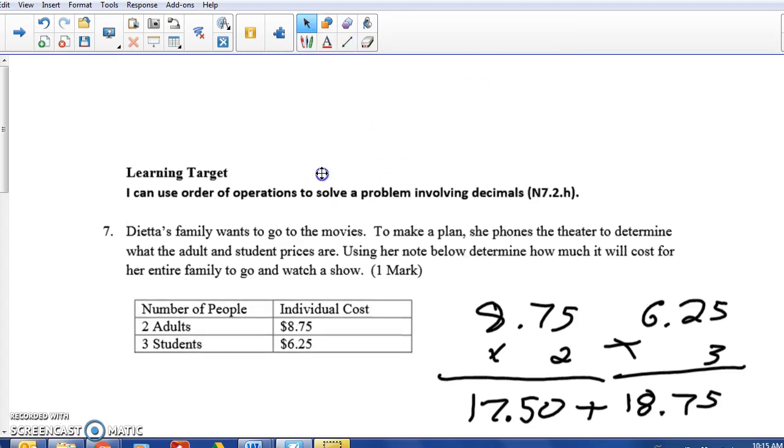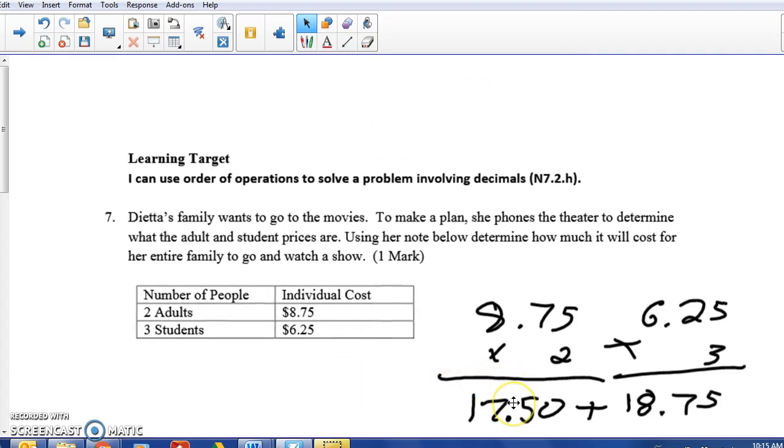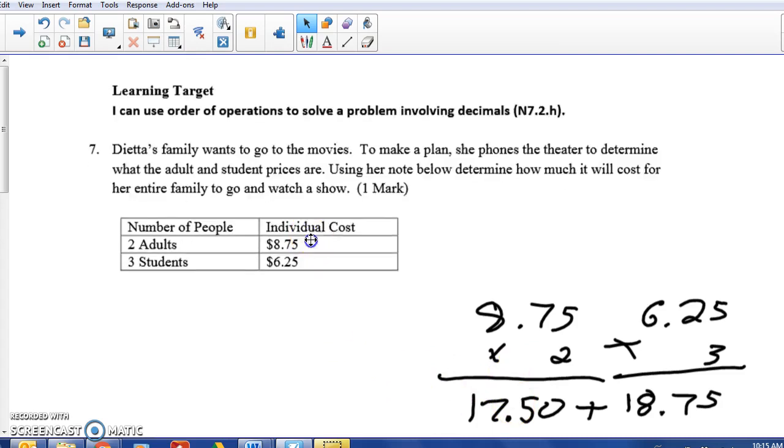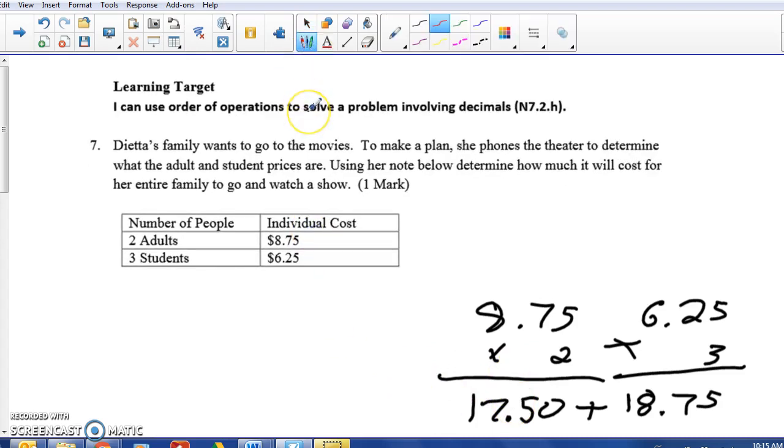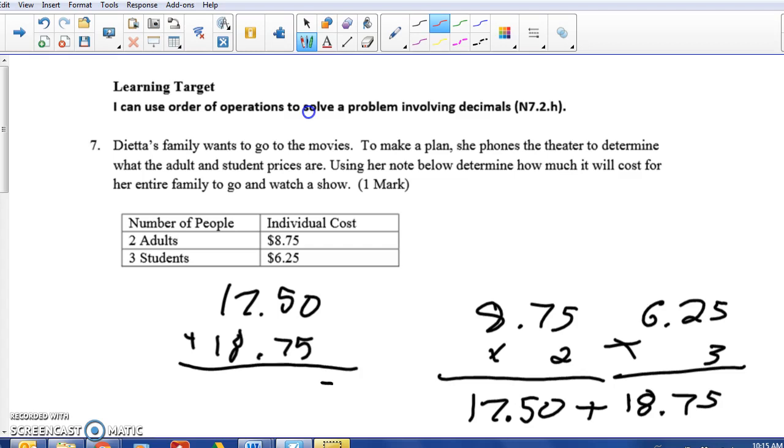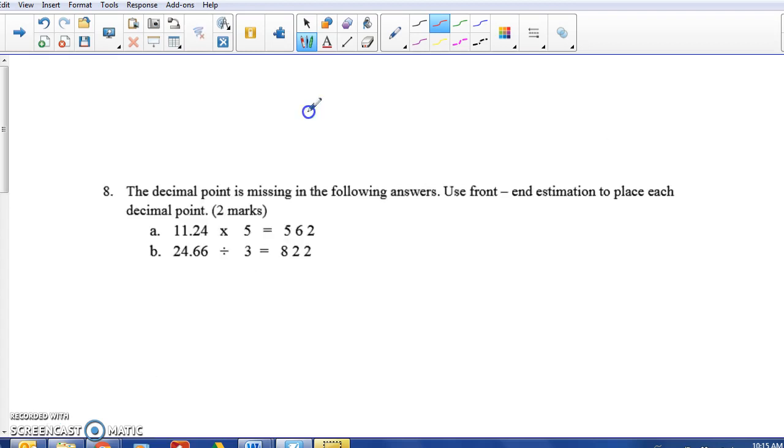Let me have some more space. So I need to add those 2 numbers together. I'm going to add 17.50, 18.75, and because I'm adding, I line up my decimals, continue to do my addition, and I get $36.25.